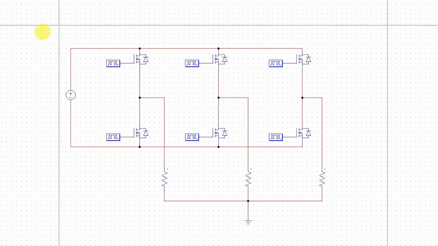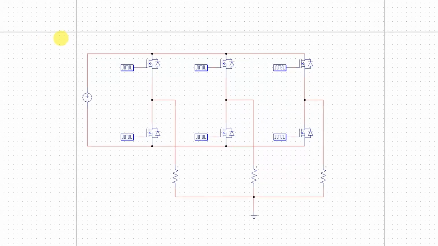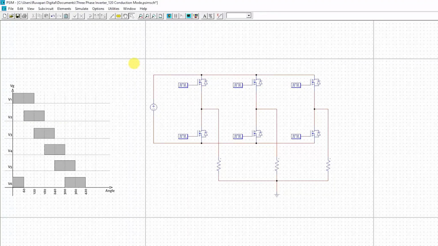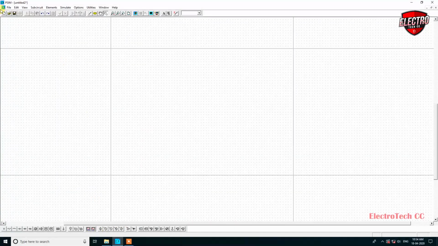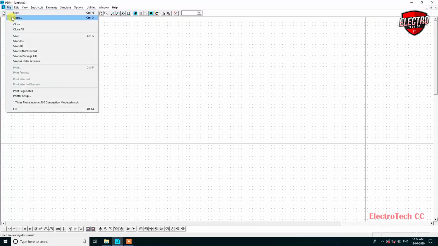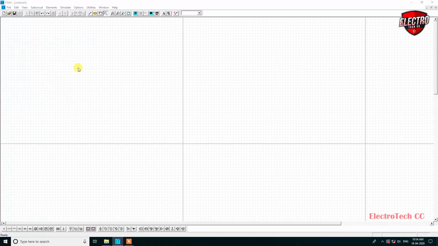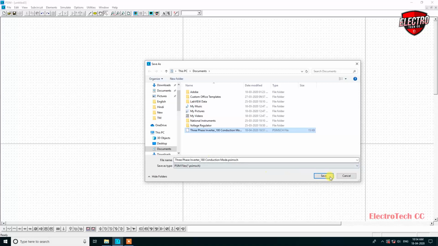Right now I am using a PowerSim PSIM simulation tool for the simulation of a 3-phase inverter in 120 conduction mode and 180 conduction mode. So let us start with a new document file. Let us save this document first. I have already prepared one 3-phase inverter in 180 conduction mode. So let us save this new document as 120 conduction mode.